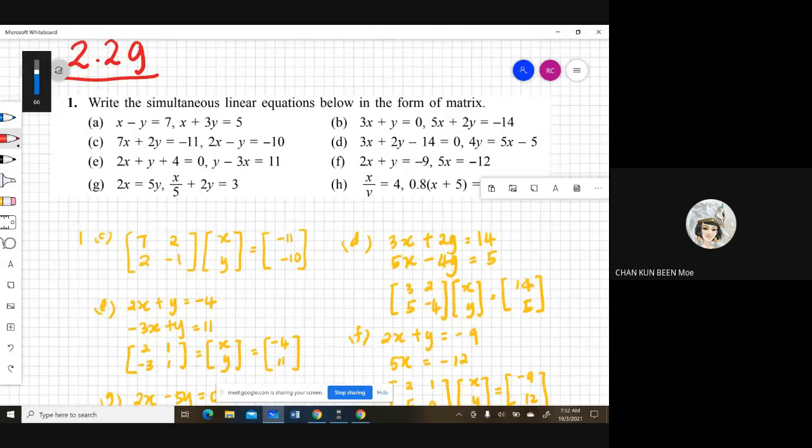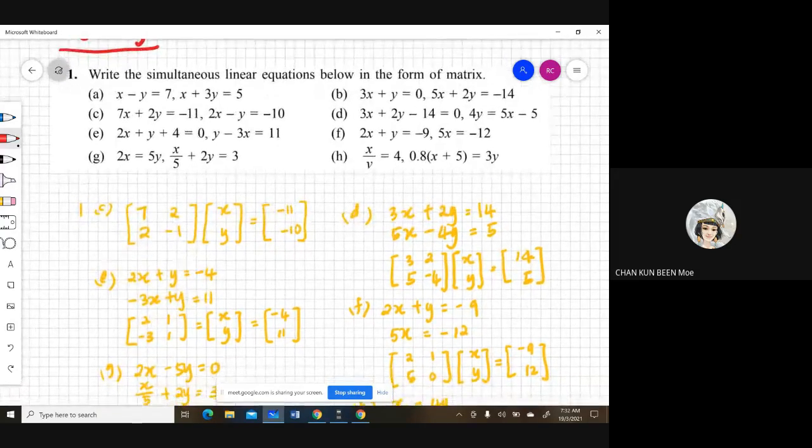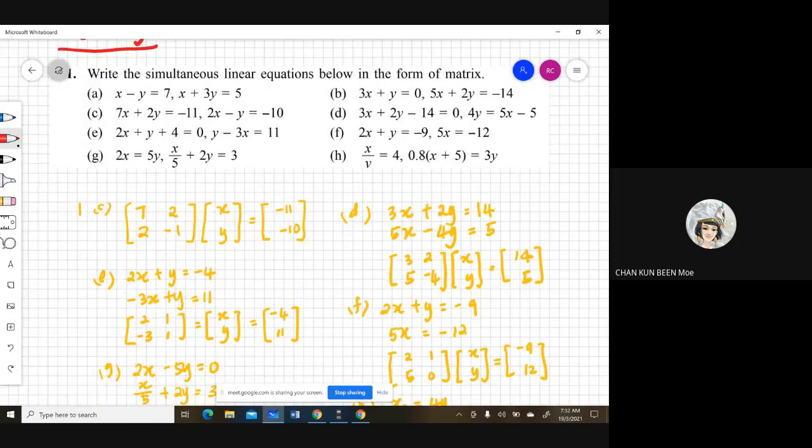Okay, so let us check question number 1 here. For this question, it's easy because you just need to write down the simultaneous linear equation in the form of matrix. So A and B, we have done it in the last lesson. So we are going to continue with C over here. Before you convert it into the form of matrix, you got to make sure the x and y is in front, and then equal to a constant.